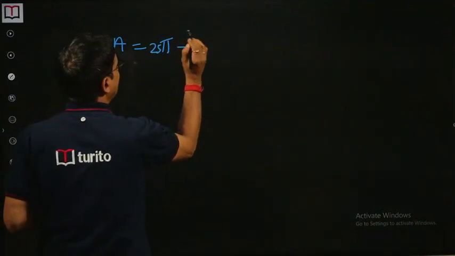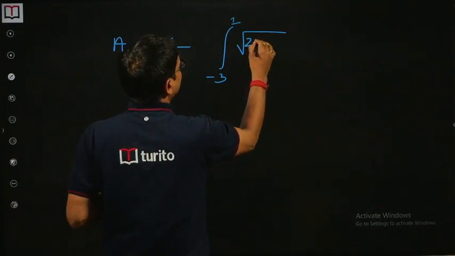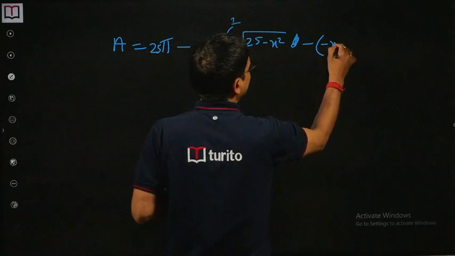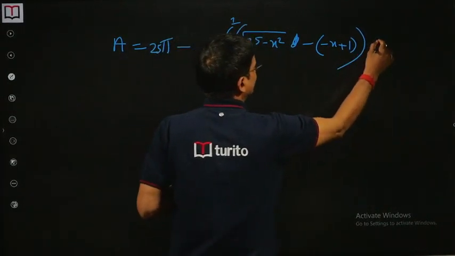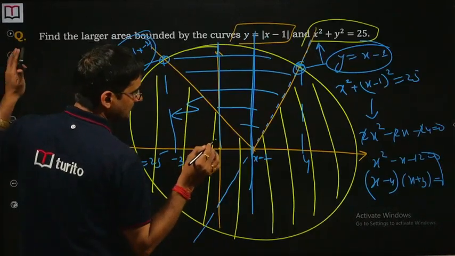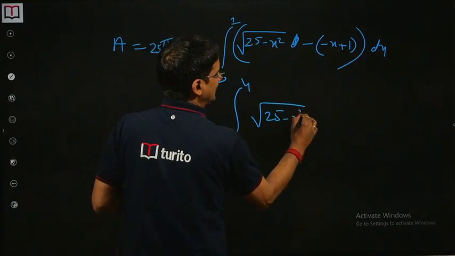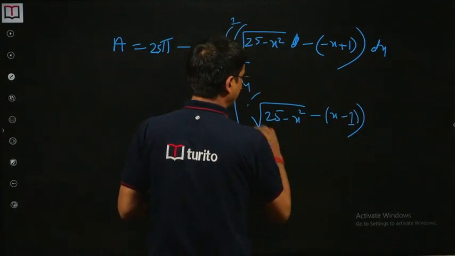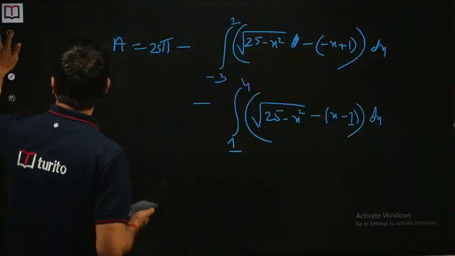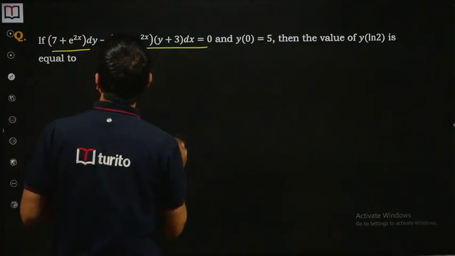So 25 pi minus, so minus 0 minus 3 to 1 under root of circle 25 minus x square dx minus times minus x plus 1, isn't that line? And then plus 1 to, what was that? I think that was 4 here. Yeah, it's 1 to 4. And then again circle forms the upper boundary and the line is x minus 1 here. That's it. So solve it and you have the answer. So it might be a bit calculative, but then you should be ready for such type of calculations here. So now next is we have to solve this differential equation.